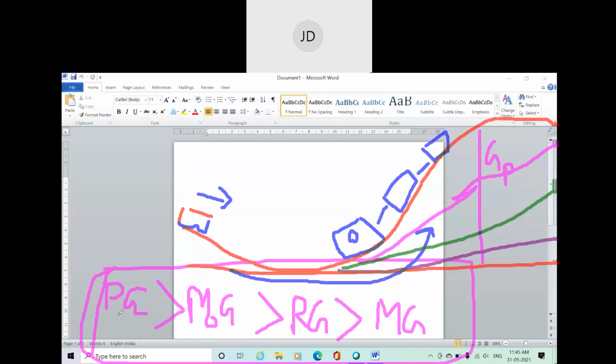Pusher gradient is higher than momentum gradient, which is greater than your ruling gradient, and the last one, what is the minimum one? The minimum gradient, or you can say the gradient provided in the station yard. Clear up to this point? Is it clear? Yes or no? If you have any doubt till now, you can ask me. No doubt?